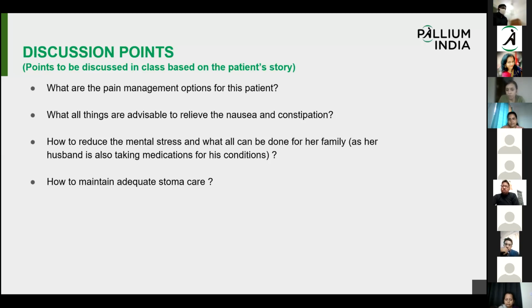Suppose she takes morphine now 6th-hourly, she takes it at 8 a.m. and she has good pain relief for 4 hours. Then the pain starts. In that case, the 4th-hourly dose will work much better than the 6th-hourly. So it's very important to give attention to those details when we address unrelieved pain, especially when she doesn't have any toxicity. And I think the mental stress, I understand that her husband is also having comorbidities.